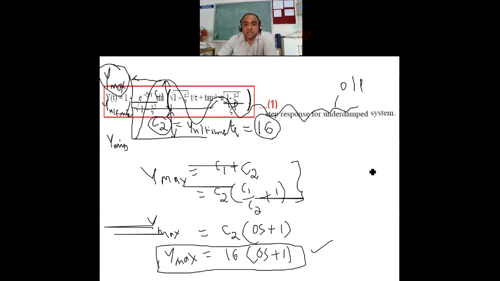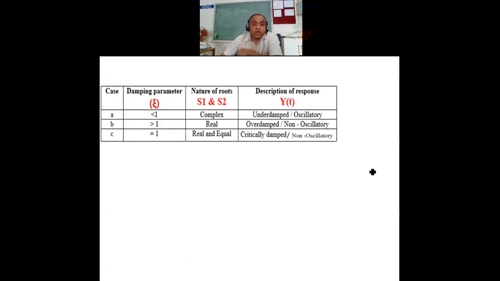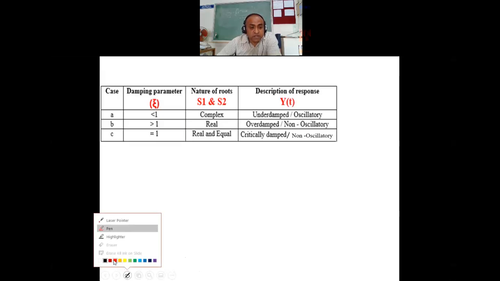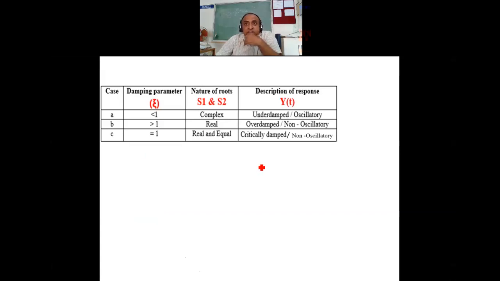With this, we have come to the end of this chapter. I'll try to summarize. What all did you learn in this particular chapter? We derived the second order system. What is the second order system? The dynamics of any system, if it is given in terms of a second order differential equation, we call it a second order system.